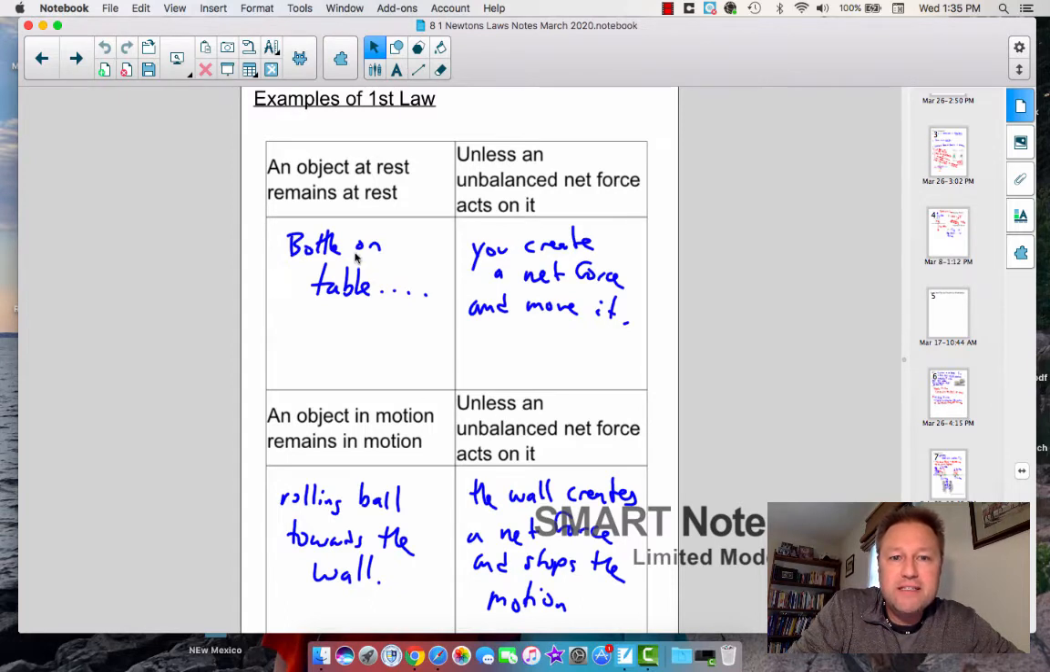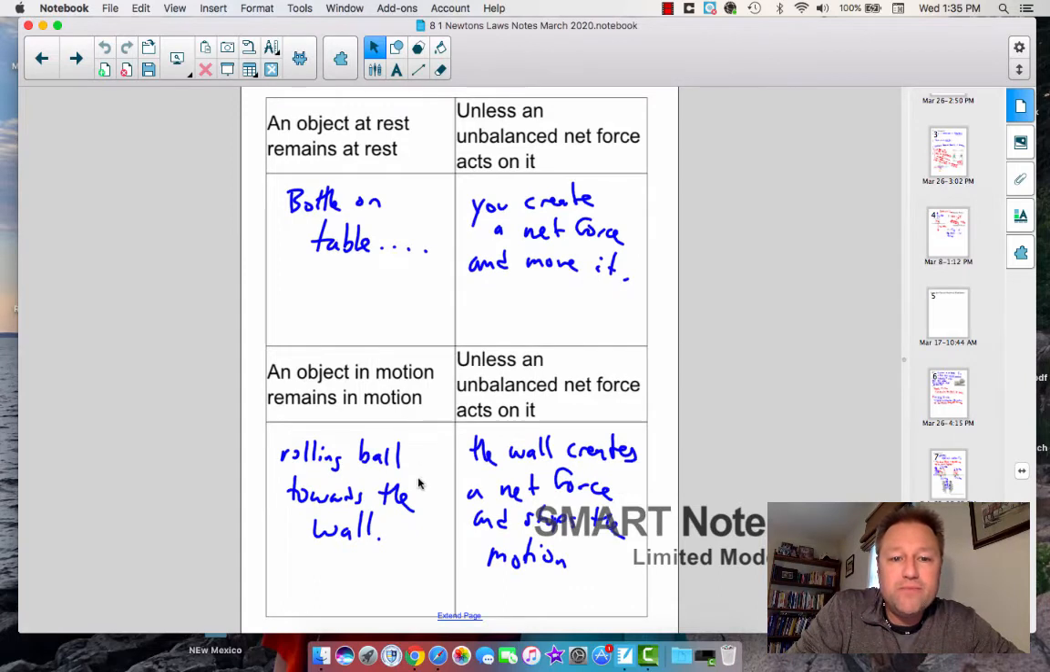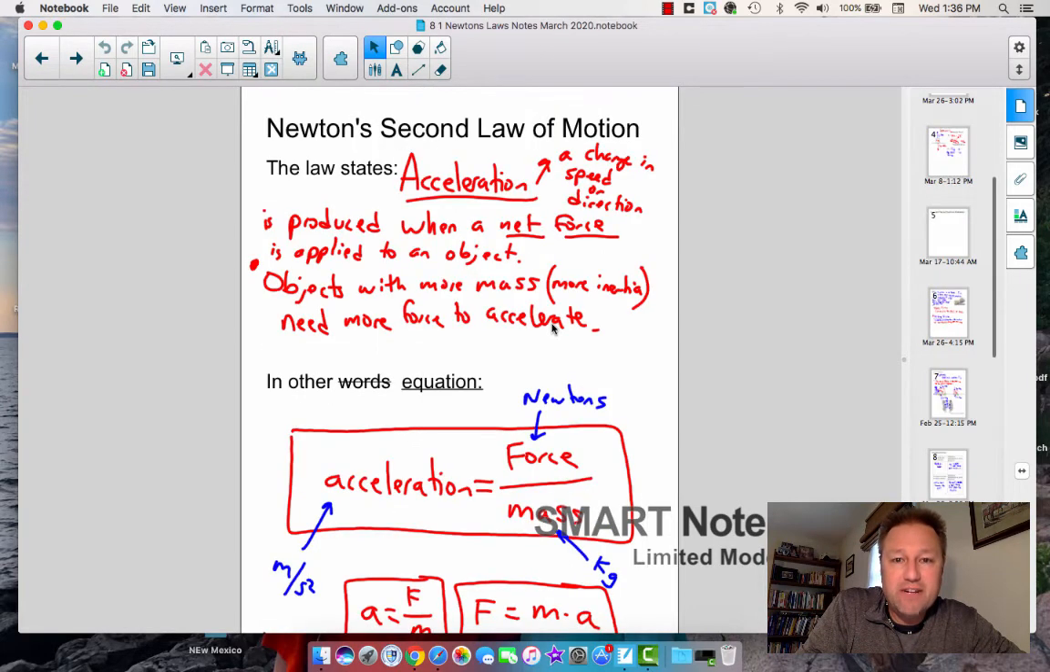Object at rest stays at rest. There's a bottle on the table. Unless an unbalanced net force acts on it, you could push the bottle and it starts to move. Or there could be something in motion. So if there's a ball that's moving along, it will move on forever until it, wham, hits the wall. That wall creates a net force that slows down the motion of the ball. It slows down its speed, which is another type of acceleration. It's accelerating in a negative way.